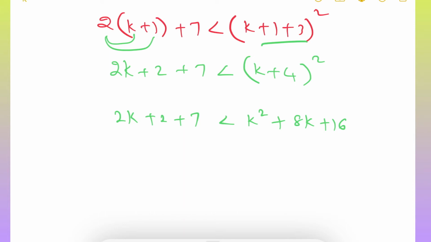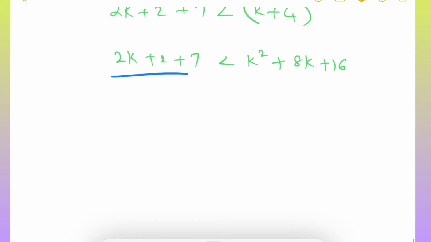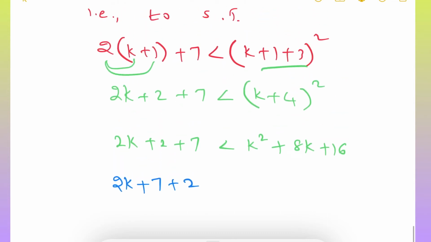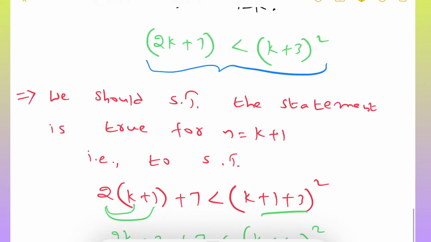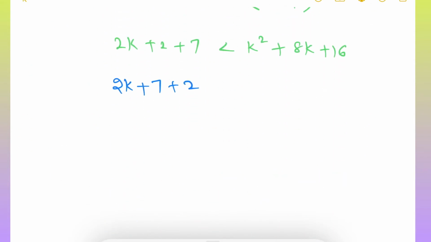Okay, let us check now. This left side part I am taking. I'll just interchange the numbers. 2k plus 2 plus 7 is there. I am writing that plus 2 plus 7 as plus 7 plus 2. Now let us move to step 2 once. In step 2, we know very well that 2k plus 7 is less than (k plus 3) whole square.